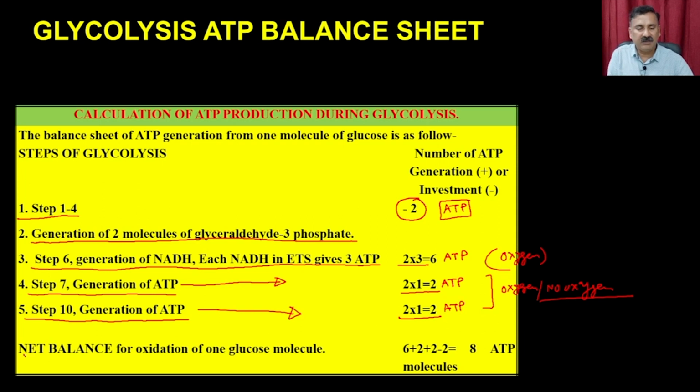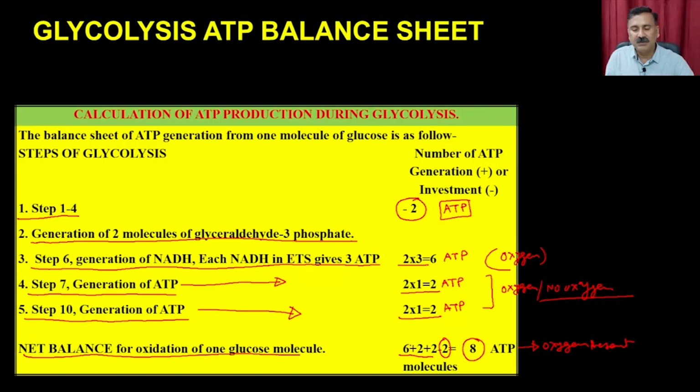This means if you see the net balance, the net balance is 8 ATP if the oxygen is present, which means if it is aerobic oxidation, you are going to produce the net ATP because you have first consumed 2 molecules of ATP to commit the glucose molecule for carbohydrate metabolism, and then you have produced these many ATP. This means you have produced 10 molecules of ATP, you have consumed 2 molecules, and that's why you are going to have 8 molecules of ATP.